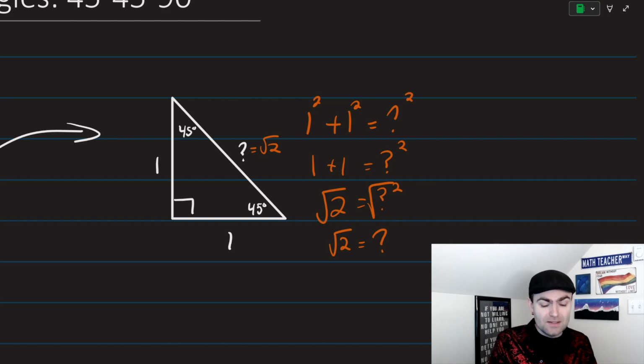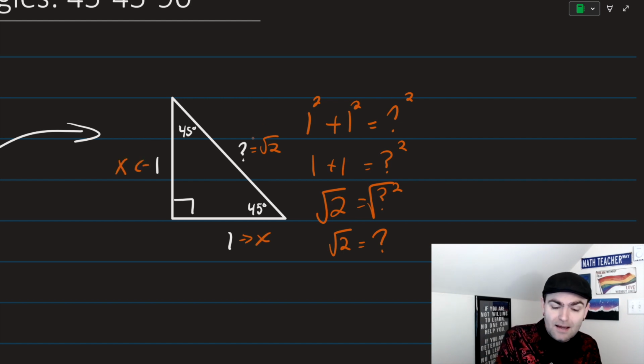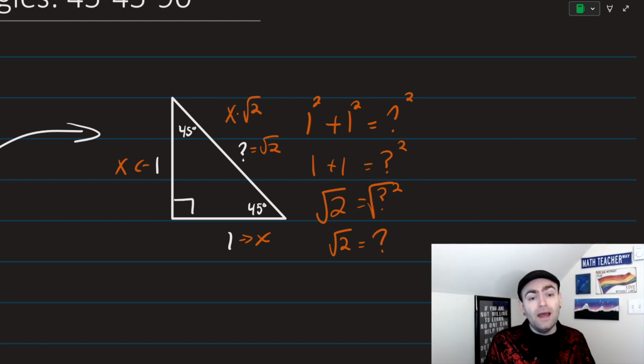Scaling this, that means whatever 1 is, if we just make that into an x, the other leg would also be an x. That means the hypotenuse would be x times the square root of 2. And we can use that to help us solve some problems that involve special right triangles. Again, in these triangles, 2 angles are 45 and 1 angle is 90. It's also known as an isosceles right triangle.